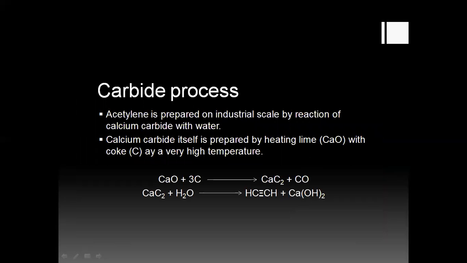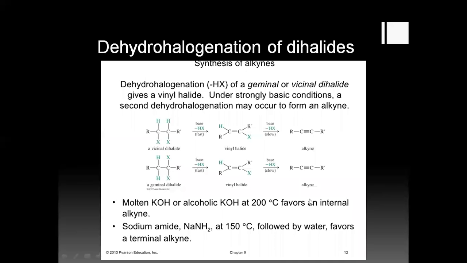Carbide process. Acetylene is prepared on an industrial scale by the reaction of calcium carbide with water, and the calcium carbide is prepared by heating lime with coke at a very high temperature. This is calcium carbide, and when we treat it with water, we obtain acetylene with calcium hydroxide, which is known as lime water.